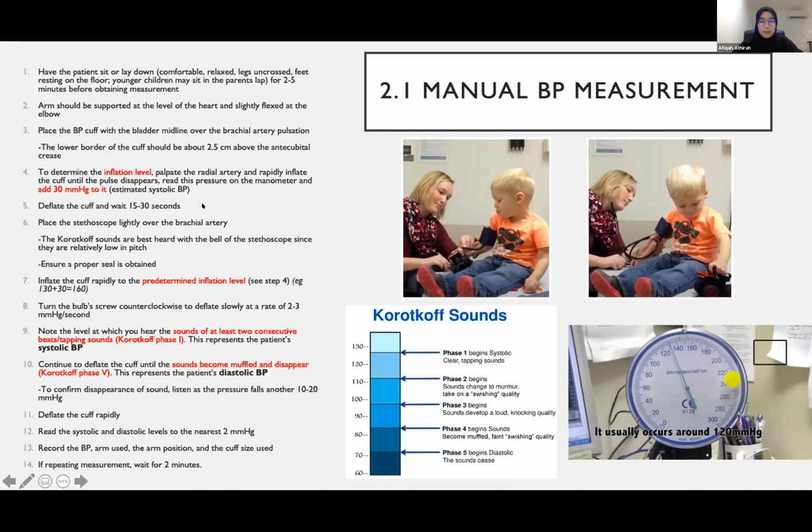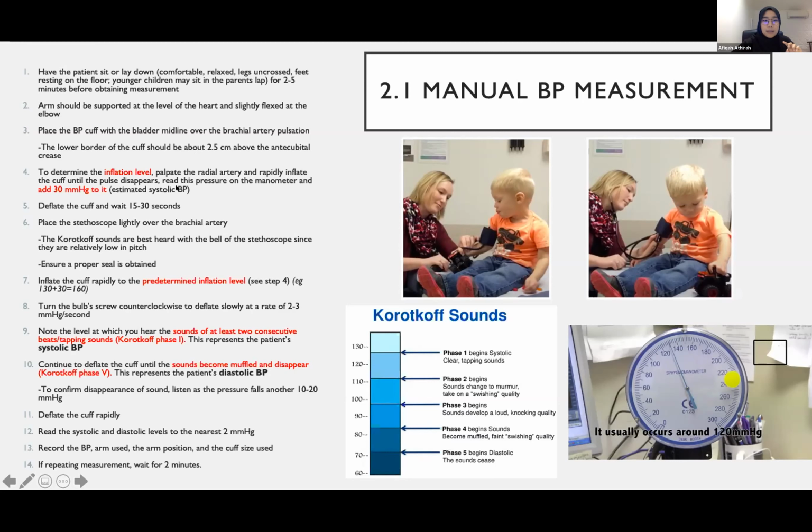Okay, the first step is we need to determine the inflation level. What I mean by inflation level is, when we want to inflate the cuff, to what extent do we want to inflate it? Not necessarily until 300, right? So what we need to do, as the first picture here shows, after the cuff is put on, we palpate the radial artery and inflate rapidly until we feel that the radial pulse disappears. That's the point we need to take note of.